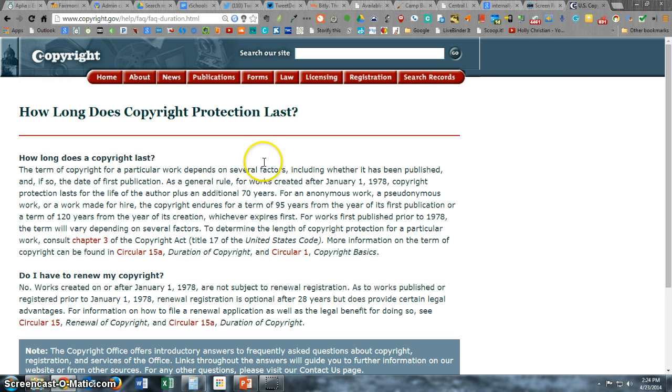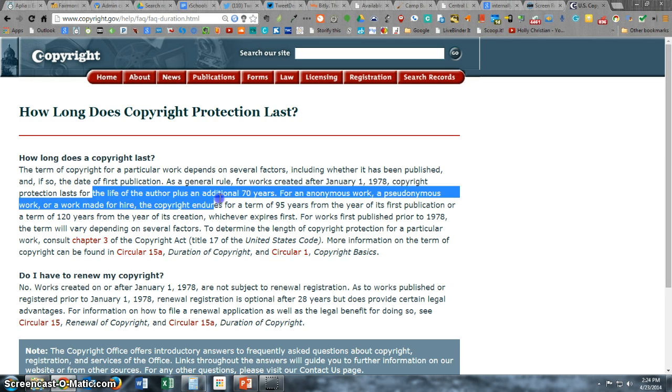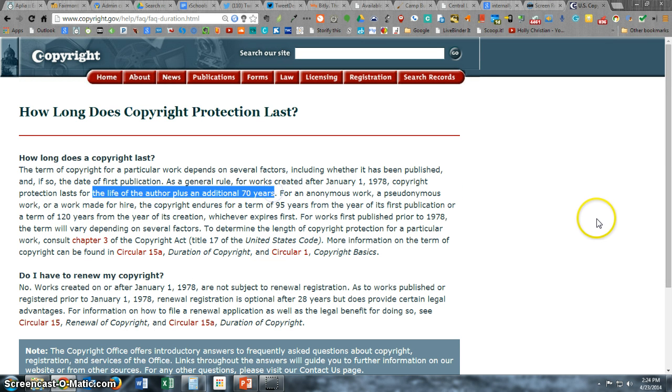Copyrights protect printed material, and I looked it up to find out because I thought I knew but wanted to double check. A copyright, by general rule, if it was created after January 1st, 1978, the actual piece, like for instance a book or a publication, the protection lasts for the life of the author plus 70 years. So if the author dies in the year 2000, the copyright is good through the year 2070, 70 years past the author's death.